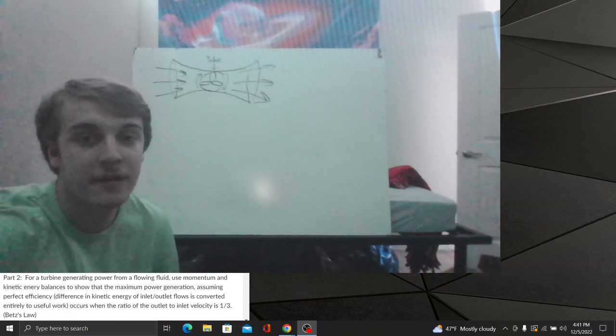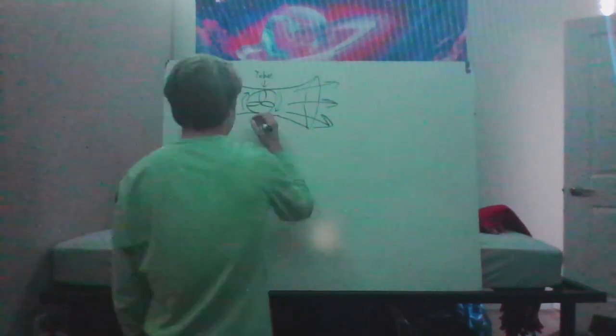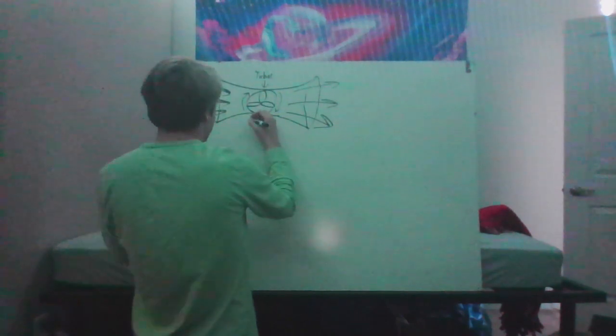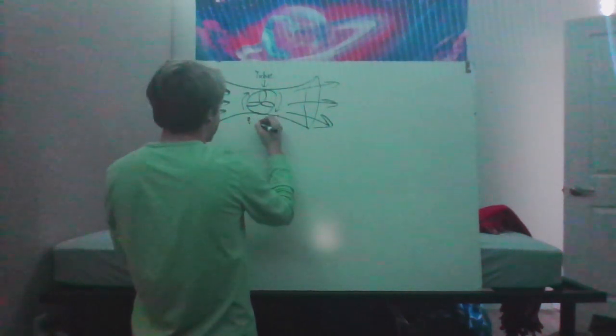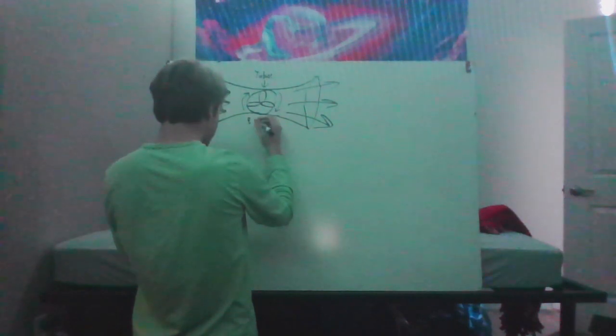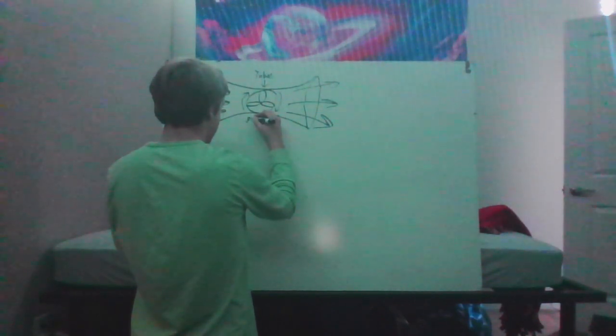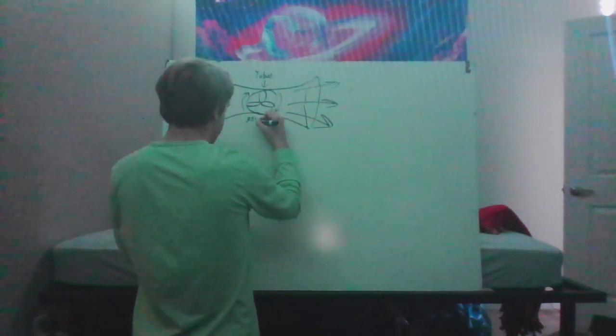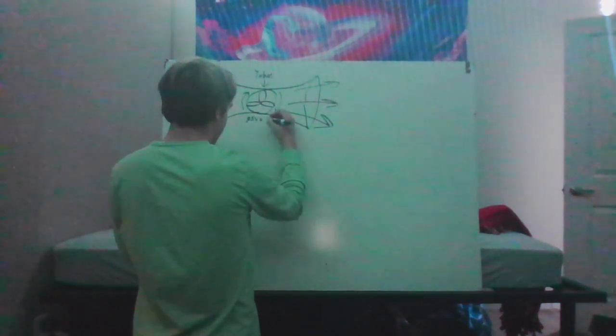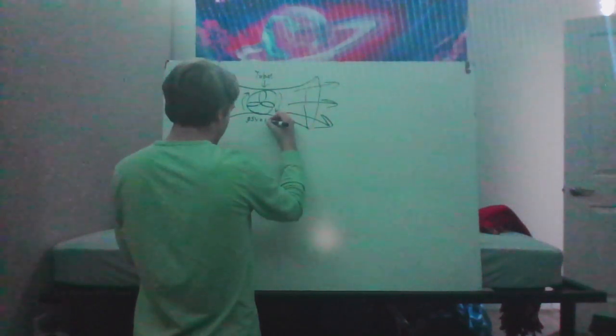So to start off here, I have a little diagram of this turbine, and we have our liquid flowing in and flowing out. What we do know is for this turbine, rho, the density of the liquid, times the cross-sectional area times the velocity of the liquid will equal the mass flow rate.